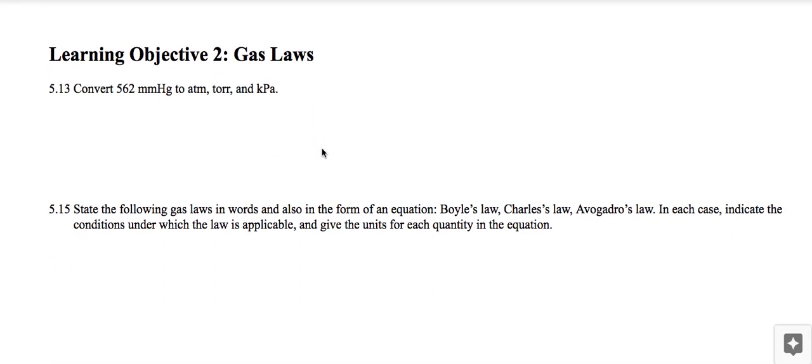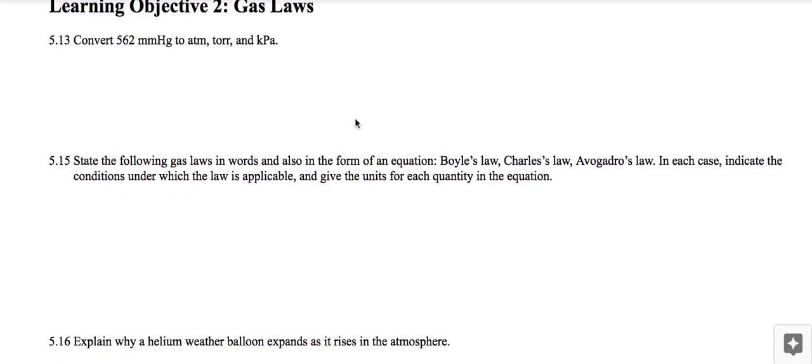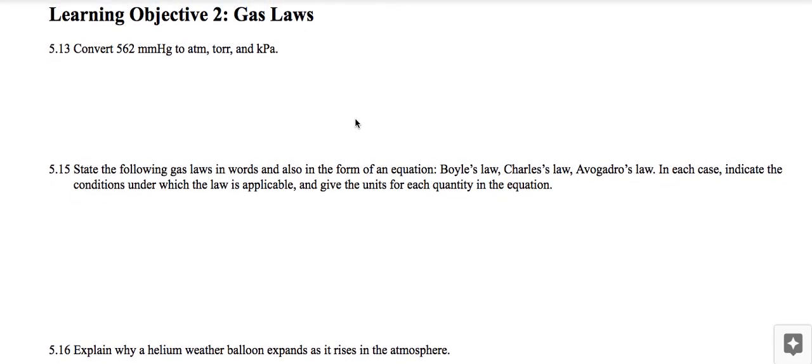Learning objective 2. So these are our gas laws. Now we actually get into some of the math. Before we can get into some of these gas laws, we need to talk about some of the units that we can measure things in. We are going to be using pressure, volume, number of moles, and temperature. Those are the different parts that we're going to be using, eventually all of them, and I'm going to introduce all of them right now.